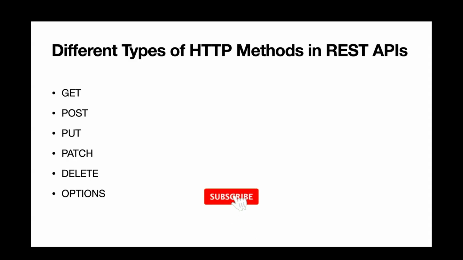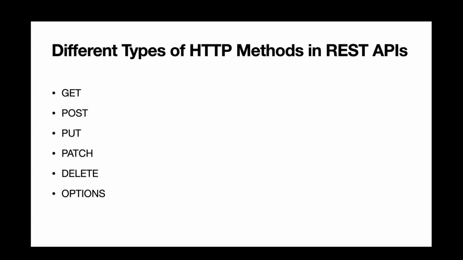Options. The options method is used to determine the available communication options for a specific resource, such as which HTTP methods and headers are permitted. It plays an important role in CORS, which means cross-origin resource sharing, where the browser sends an options request before making certain cross-origin requests like post, get, etc. to check if an action is permitted.